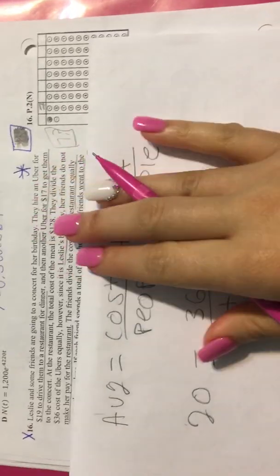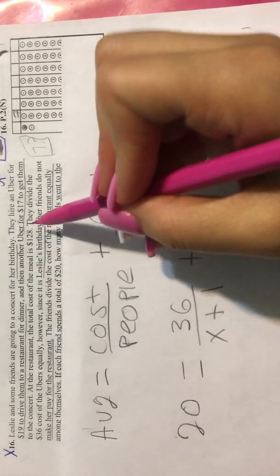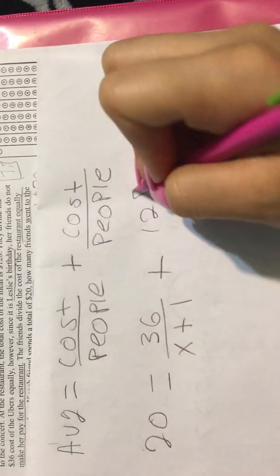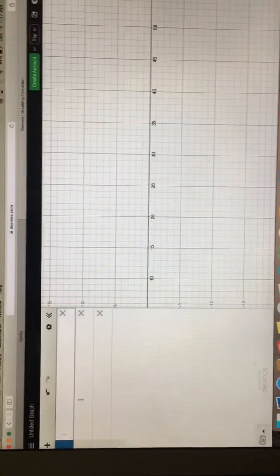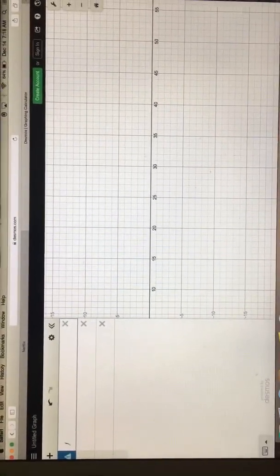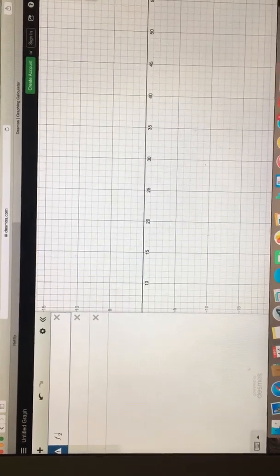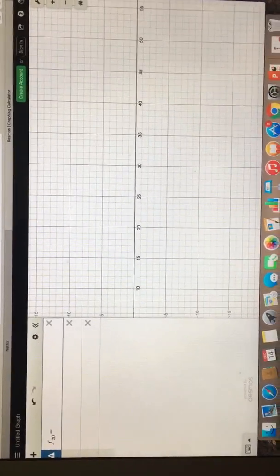Now for the dinner, the restaurant for Leslie's birthday was 128. So we put 128, and then we only put x. Now we go to our calculator, but in my situation, I don't have a calculator with me, so we're going to use decimals. So we're going to put Y1 equals 20, because that's our average.